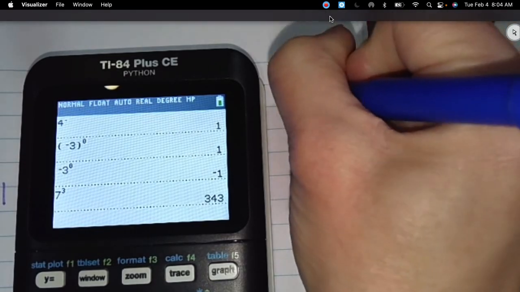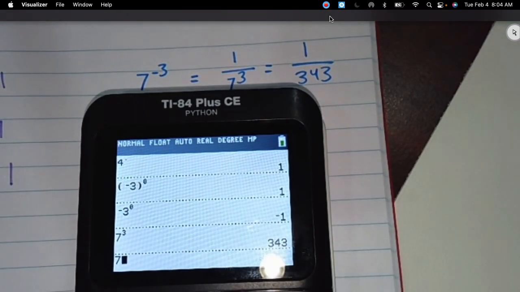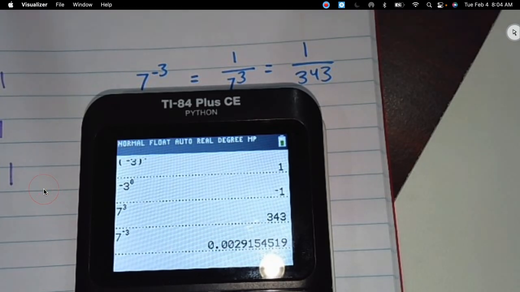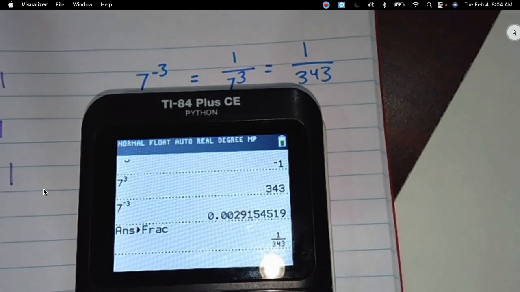It's 343. And watch this. What if I put 7 to the negative 3? Well, it gives me some decimal. How do I get a fraction? What do you do to get a fraction? Math, enter. And look, it gives me the answer. You have to remember the rule though, because sometimes we're about to deal with a lot of variables. You can't put a variable in your calculator. So you'll have to know the rule. But anyway, on these, your calculator can also figure it out for you if it's a number.